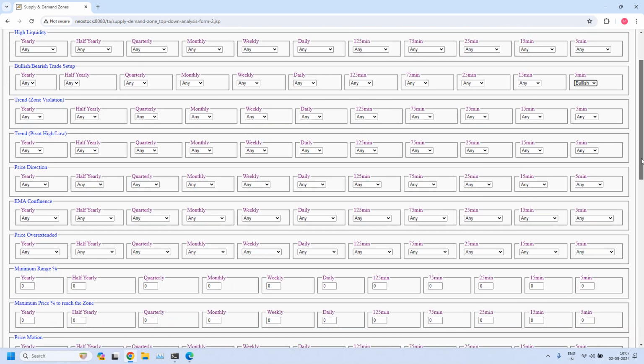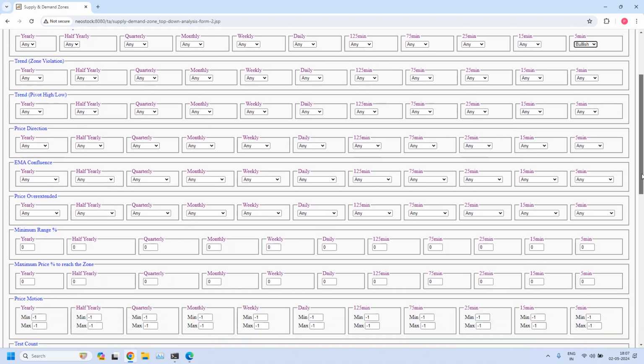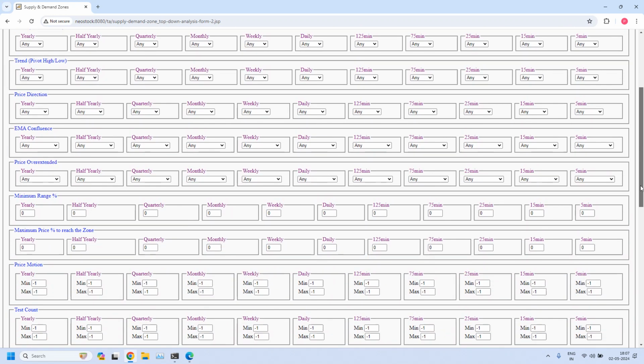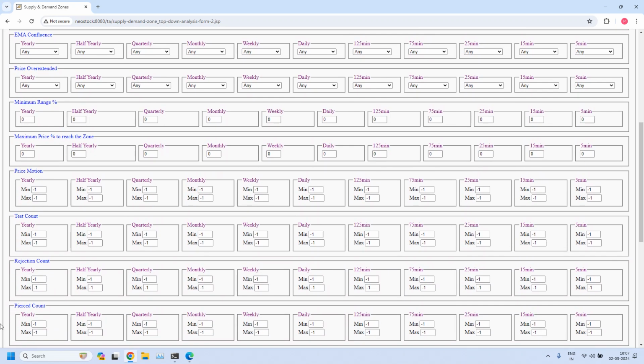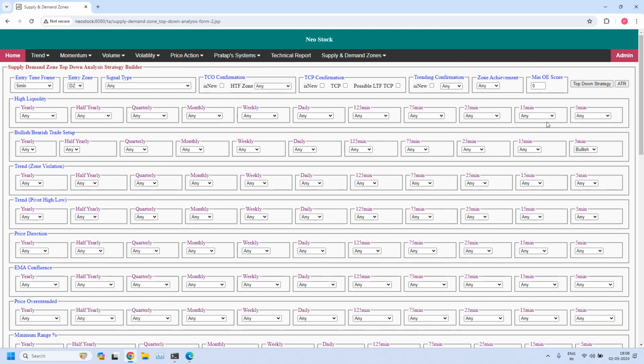And the 3 filters also we will set. First filter is zone is not pierced. So in the pierced count, we need to set the value zero, in 5 minutes time frame, because that is our entry time frame. So minimum value 0 and maximum value 0 indicates zone is not pierced. And also zone achievement, you need to set VOZ, violated opposing zone, and minimum odd enhancer score, minimum value you have to set 12.